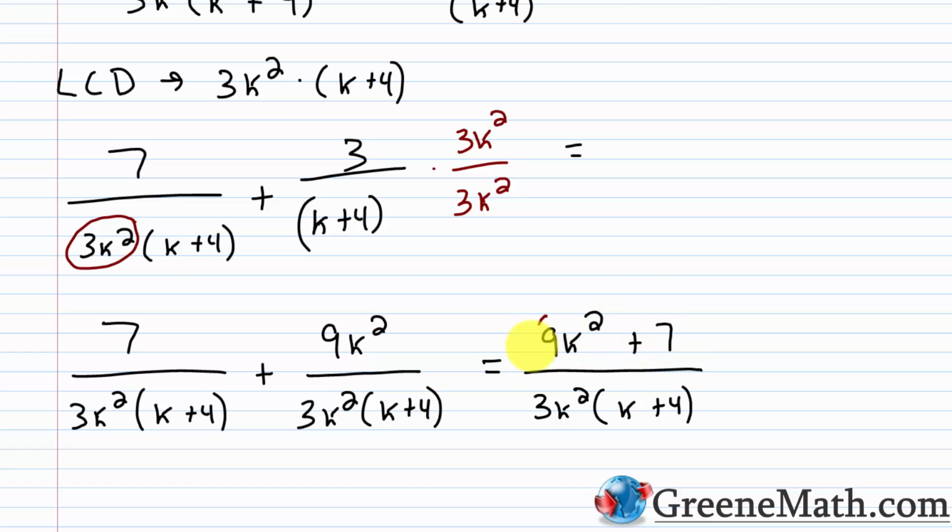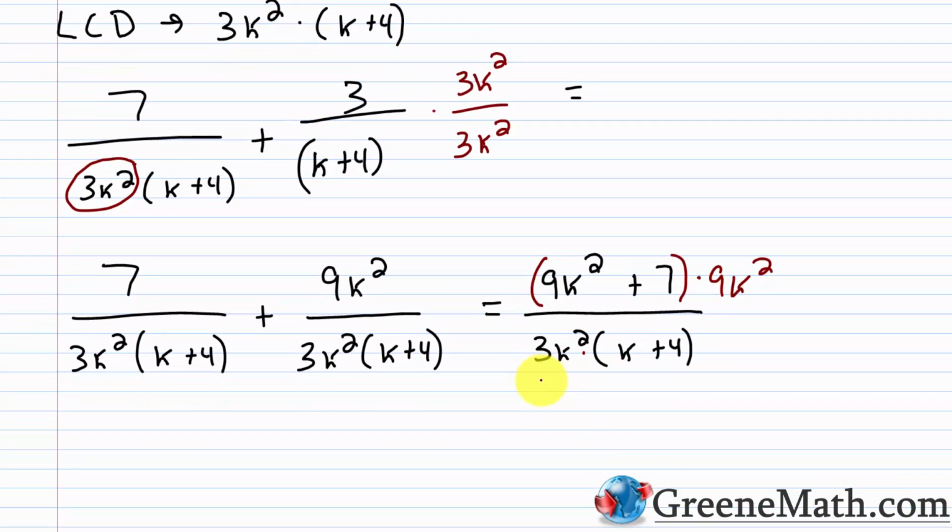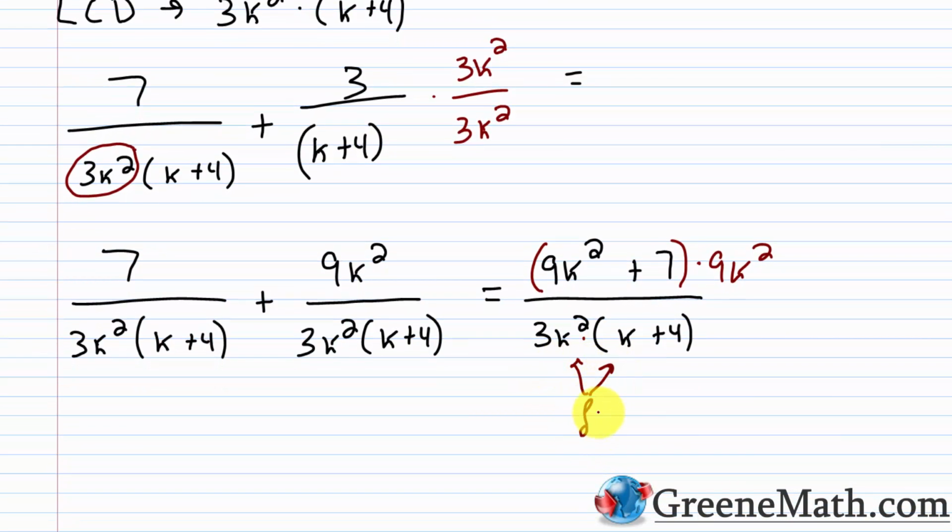If I had this being multiplied by, let's say, 9k squared, something like that, well, yeah, since this is multiplication here, these are factors. These are factors. And then these would be factors, if that's the problem that I had.